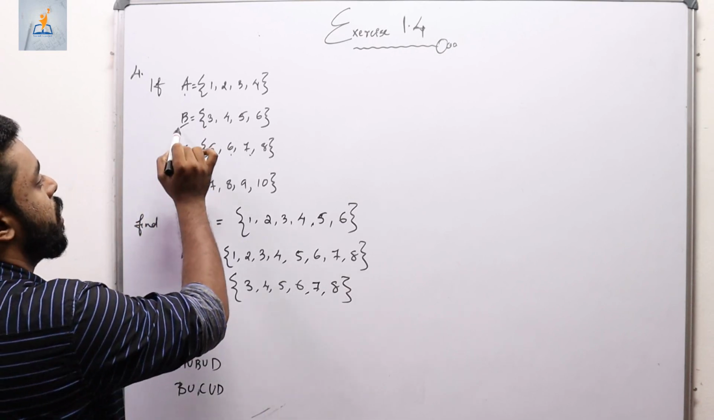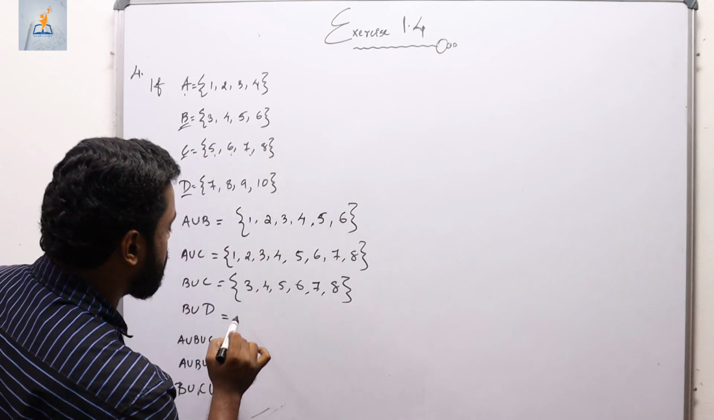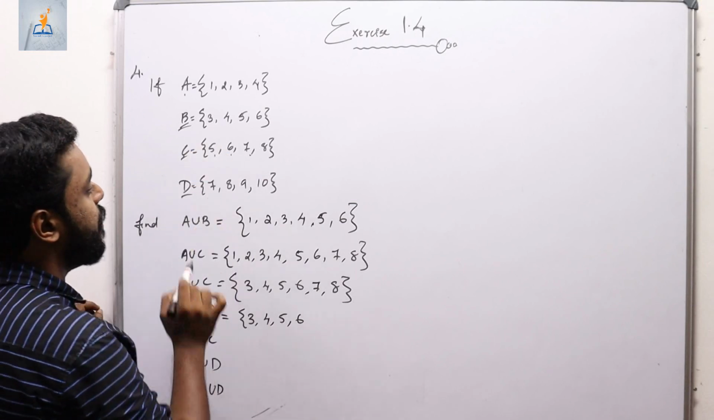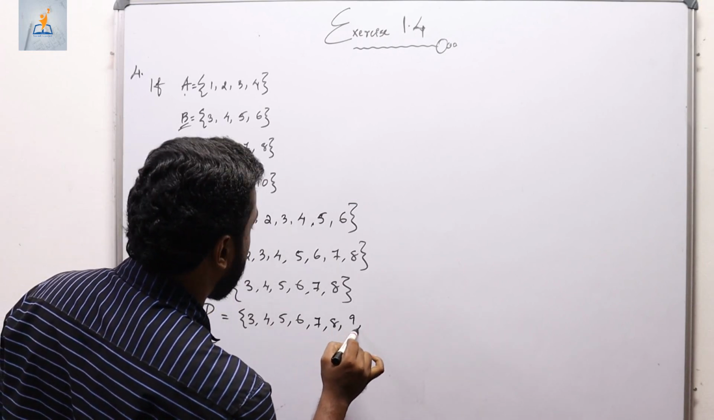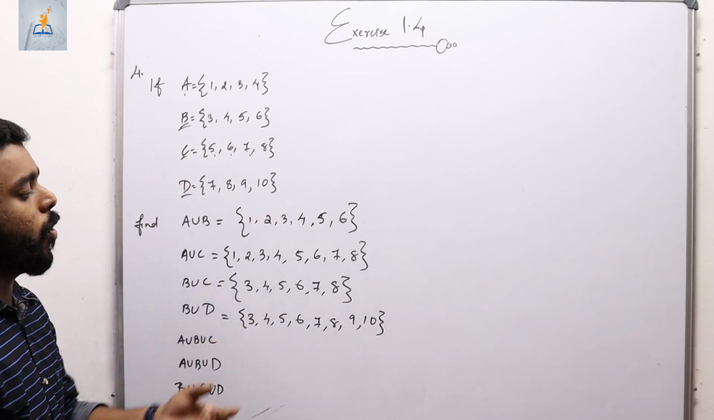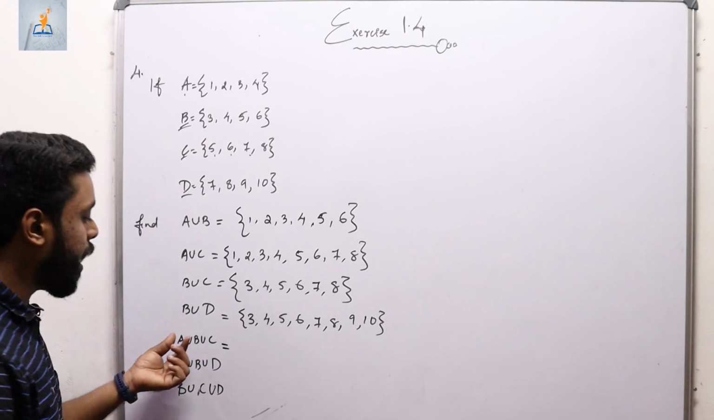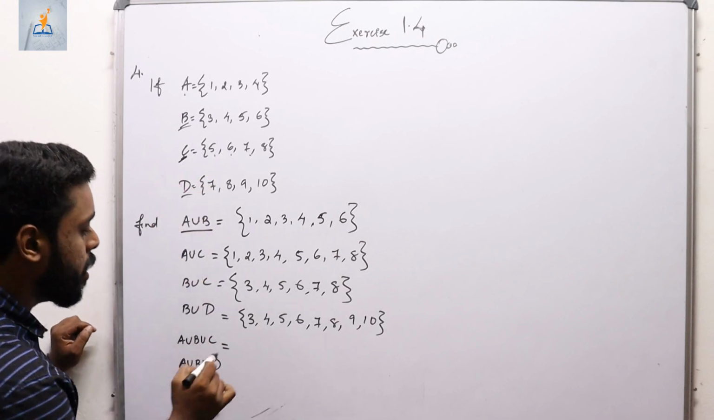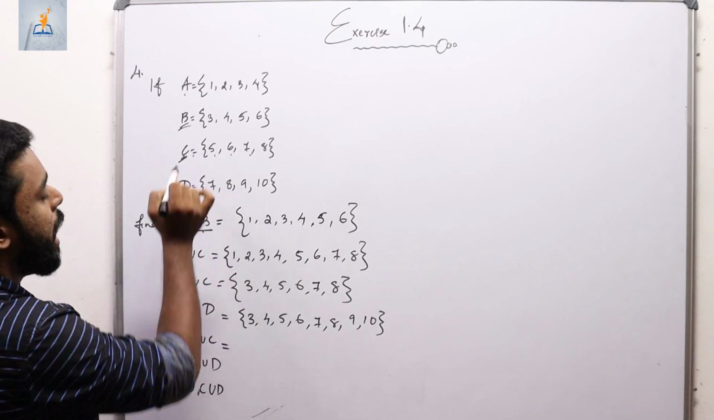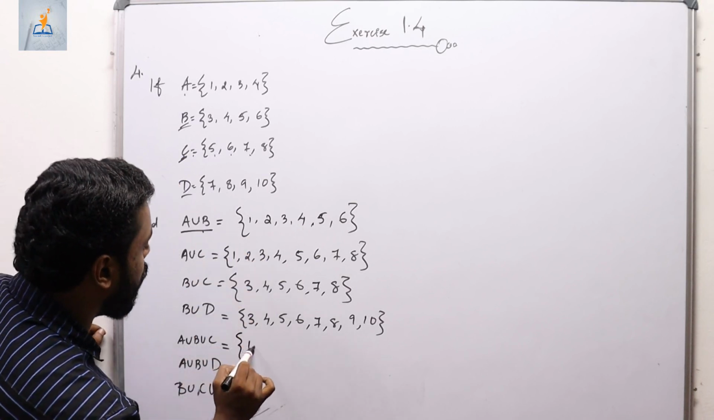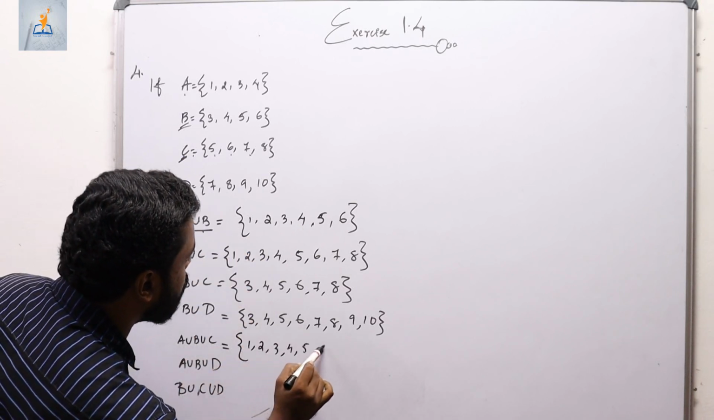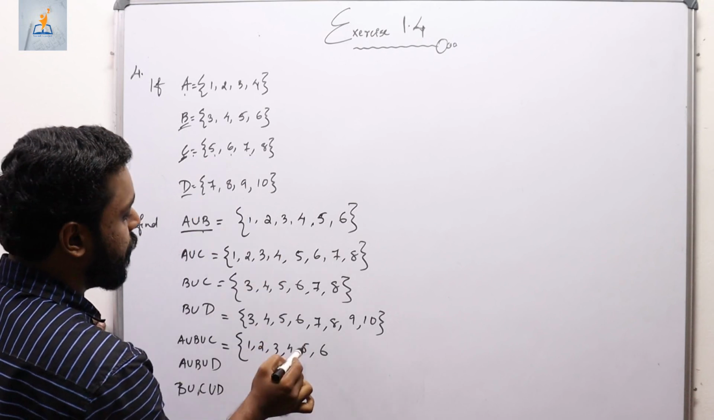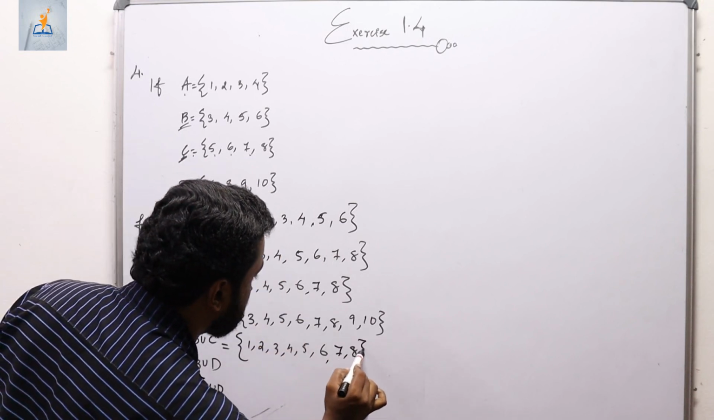Coming on to B union D. So we have to consider B and D. 3, 4, 5, 6 are there in B, and in D we have 7, 8, 9 and 10. So this will be our B union D. Now we have to find A union B, union C. We already found out A union B, and C is here. So the union of these two will be what? 1, 2, 3, 4, 5, 6 are already there in A union B. In C we have 5, 6, 7, 8, but we already wrote 5 and 6. So the remaining is 7 and 8.